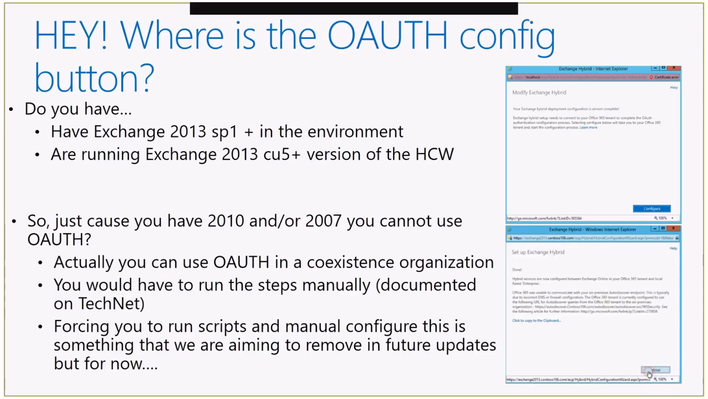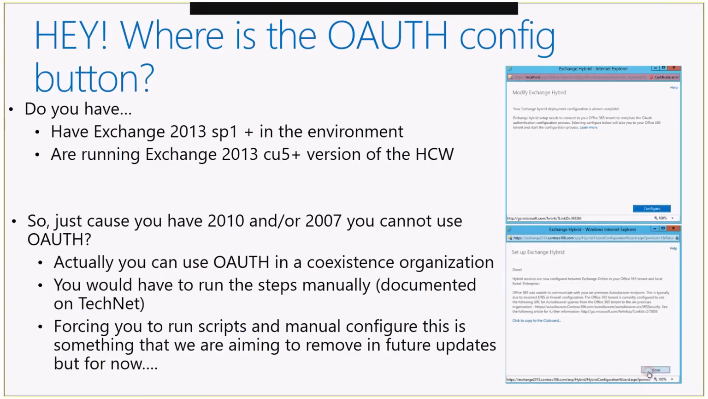Okay, why would you configure it manually? Well, if you are in an environment that has any 2010 or any 2007 in it, you will not see that OAuth configuration portion of the Hybrid Configuration Wizard. So you would have to configure it manually if you wanted the features like cross-premises discovery and such. If you wanted to take advantage of the features, you would go to the TechNet article. I don't have a link here, but I think it's in the notes of the slides.